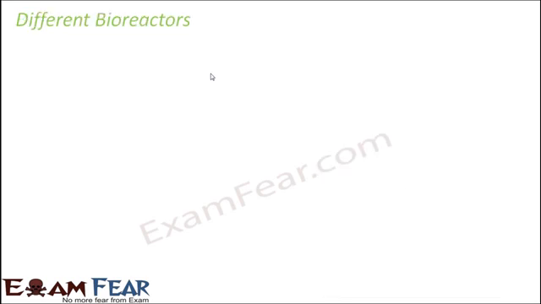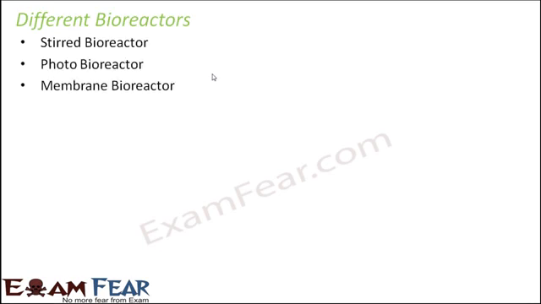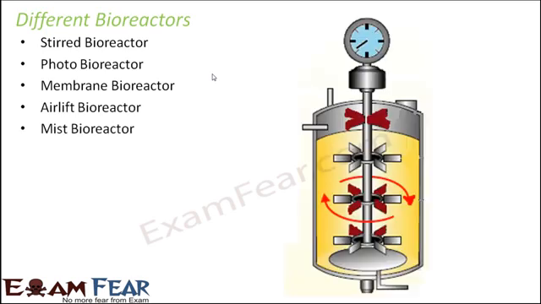Going to the types of bioreactors, there are different types which are present. For example, stirred bioreactor, photobioreactor, membrane bioreactor, airlift bioreactor, mist bioreactor. They are all different. There are many other types of bioreactors as well, and their main purpose is the same: they provide an environment where the culture can be grown so that desired products can be formed. But all of them have some different structure, and they make use of some different form of energy, so that is how they are all different.